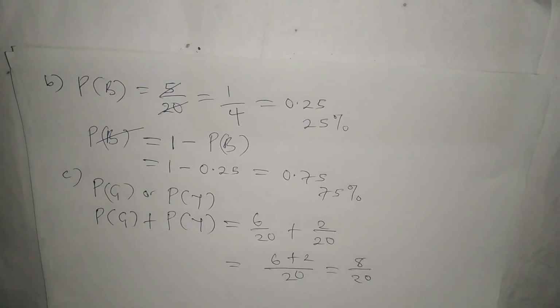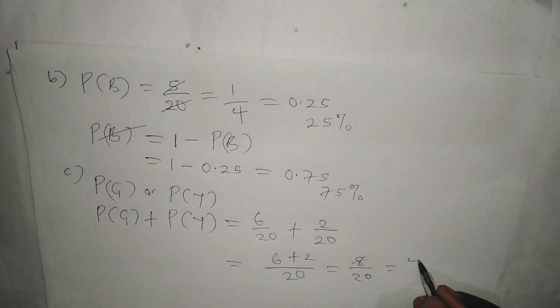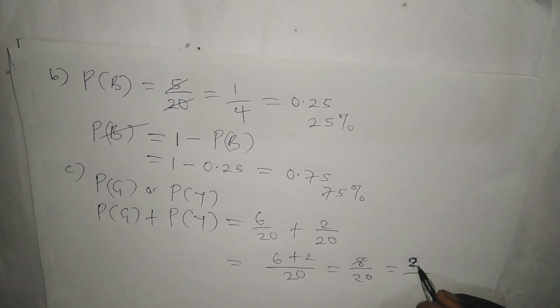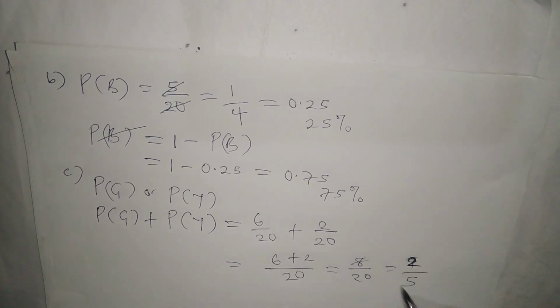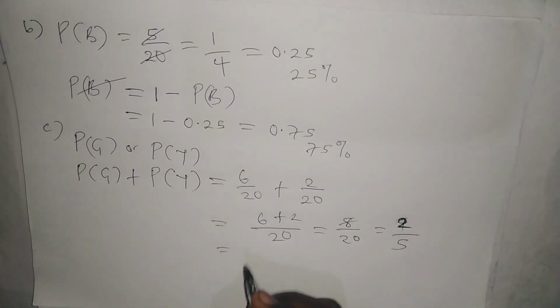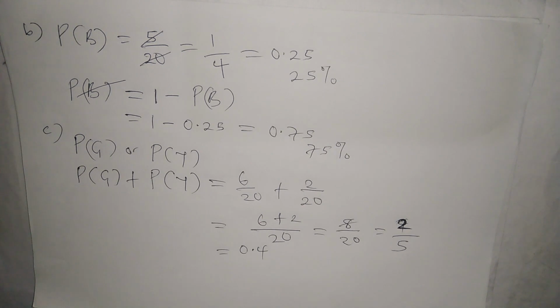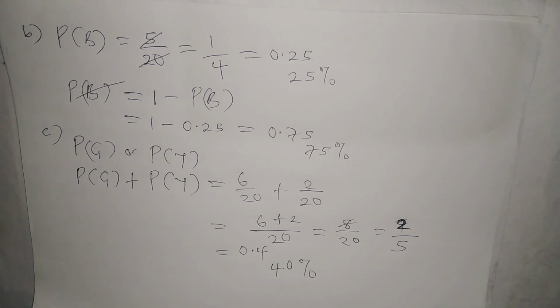This is divisible by 4. 8 divided by 4 is 2. Sorry, I said 4 divided by 8 is 4, but I meant 8 divided by 4 is 2. 20 divided by 4, we have 5. Now, 2 divided by 5 is equal to 0.4. When you multiply this by 100, there's a 40% chance of selecting a green or yellow marble.